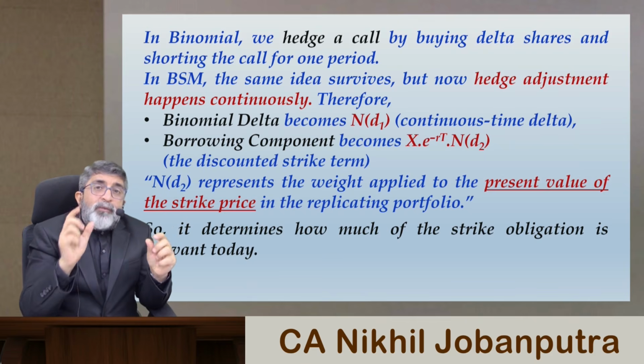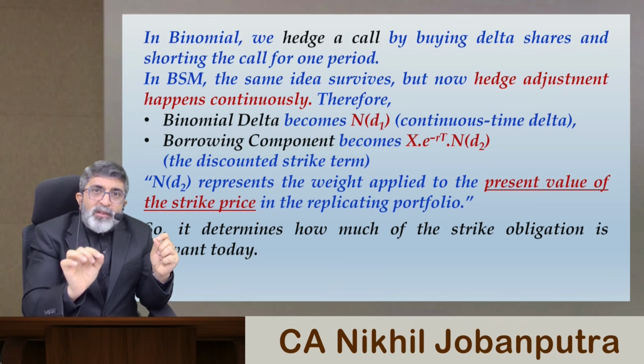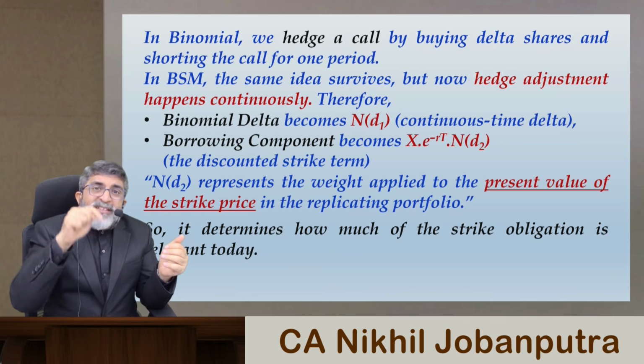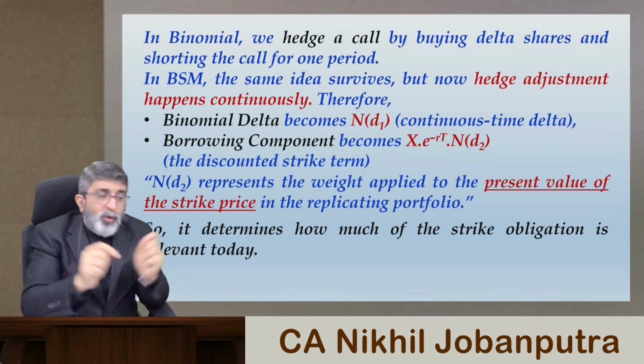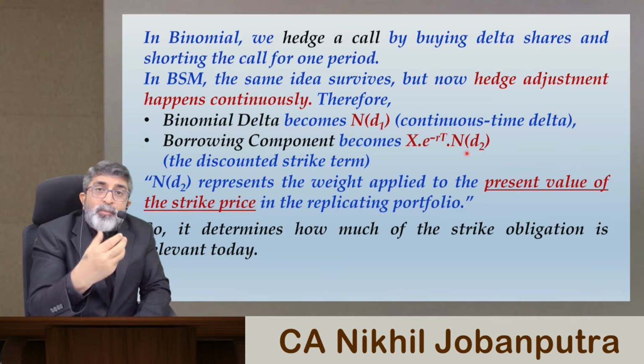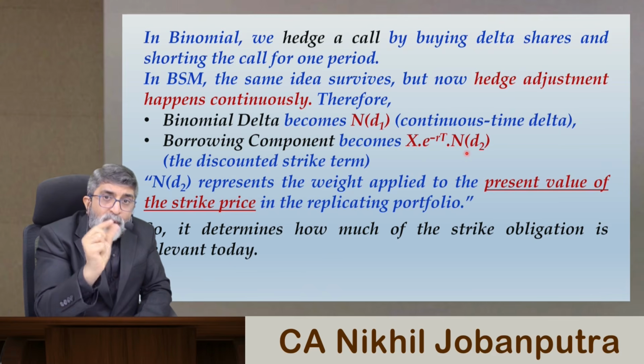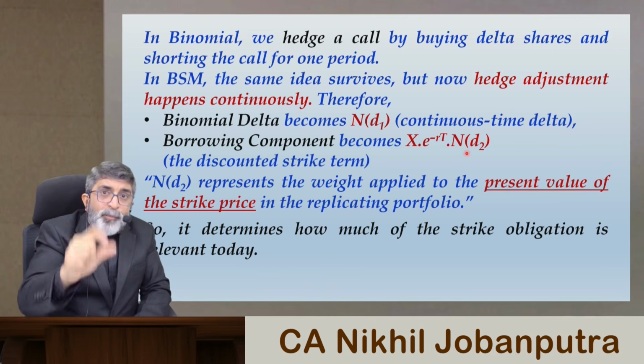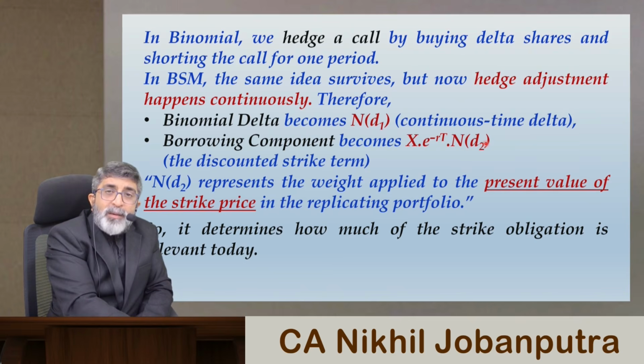What is V0? V0 is the risk-free borrowing. What you need to borrow? The present value of strike price. So present value of strike price is exactly this term, X into e raised to minus rT. But you are not going to borrow the whole thing, you are going to borrow a portion of that. So that portion is the probability indicator which we are identifying as N of d2.